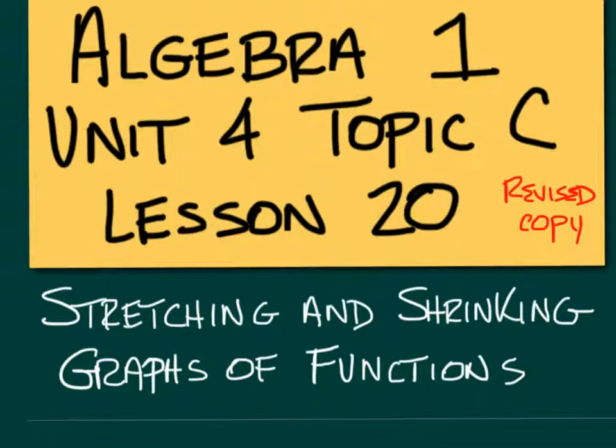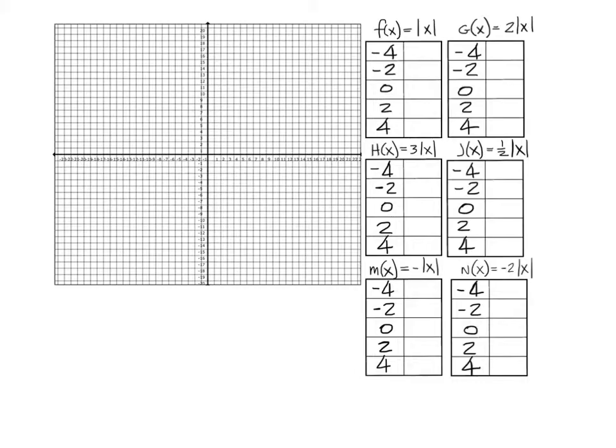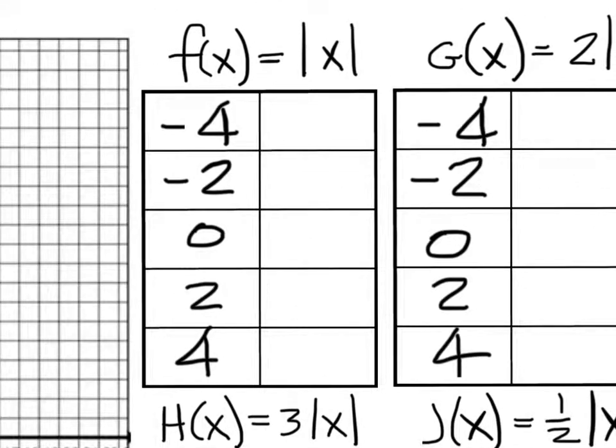Unit 4, Topic C, Lesson 20, Stretching and Shrinking Graphs of Functions. We're going to start with this one here. f of x equals the absolute value of x.